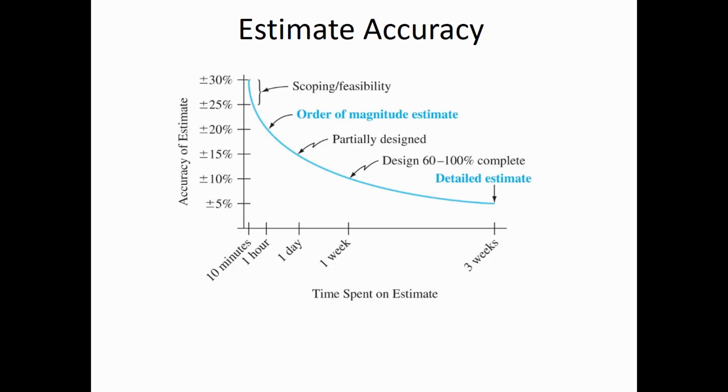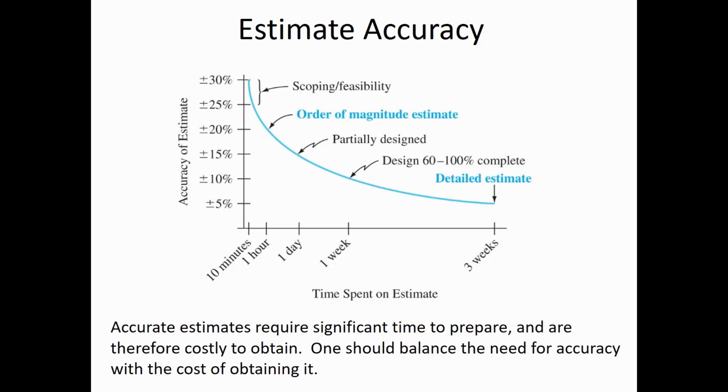So diminishing returns means after a while, you're not actually saving that much money by all the additional effort it takes to prepare an estimate. That's what this is showing, that the curve flattens. You can spend a lot more time, and there's still going to be some uncertainty in the cost estimate. So you have to balance the amount of time spent on an estimate and the value of that accuracy. One should balance the need for accuracy with the cost of obtaining the accuracy.